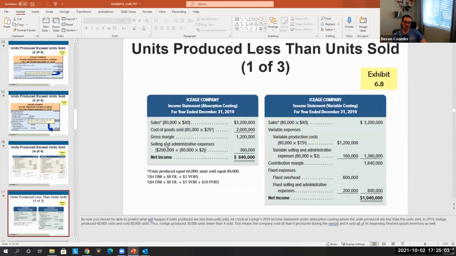The reciprocal is true as well. So if we produce less than we sell, the absorption costing income statement is going to have less income, while the variable costing is going to have more.